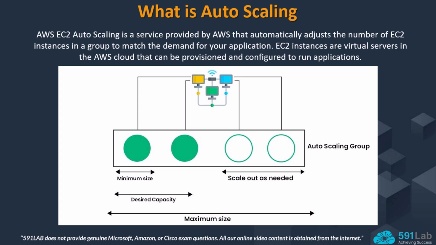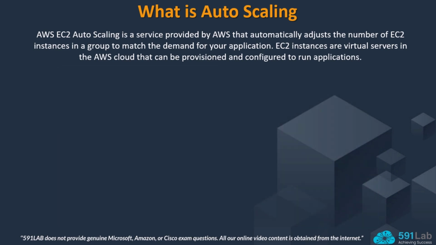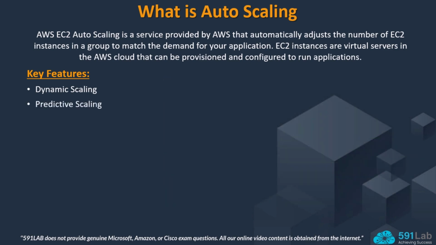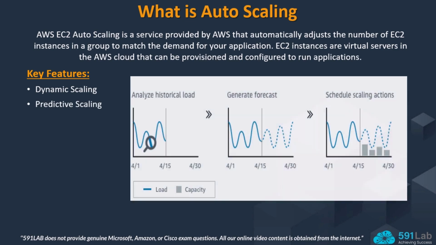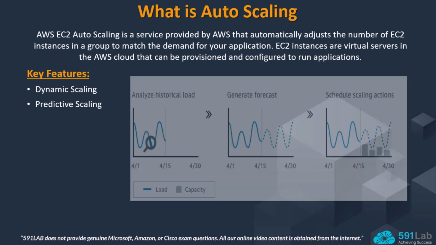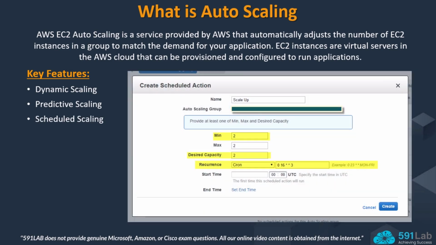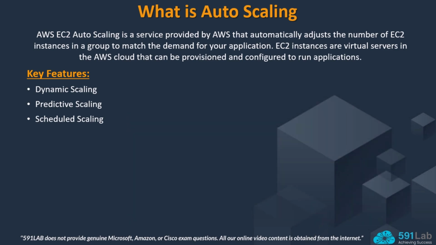This dynamic scaling capability allows you to maintain consistent performance for your users while optimizing cost by only using the necessary resources. The key features of Auto Scaling are dynamic scaling, which automatically adjusts the number of EC2 instances in response to changes in demand or traffic patterns. Predictive scaling uses machine learning algorithms to forecast future demand based on historical data, allowing for proactive scaling. Scheduled scaling allows you to schedule changes to the number of instances based on predictable traffic patterns, such as daily or weekly spikes in usage.